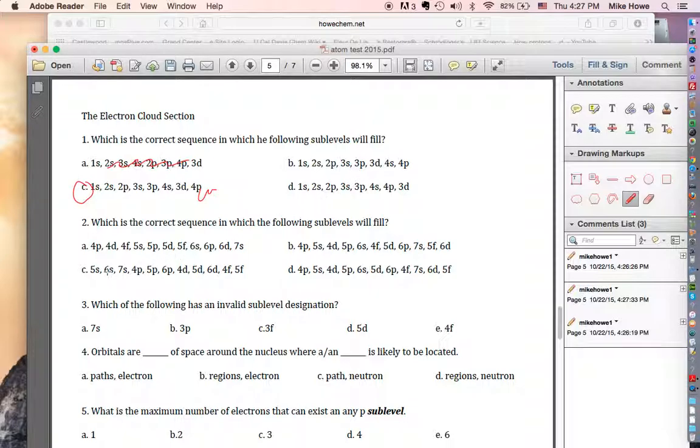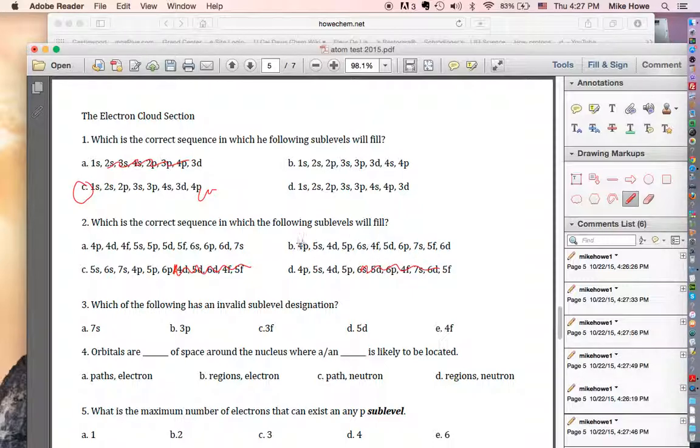Okay, number 2, the correct sequence, a little more complicated, yet they all start with 4p or 5s, but I think this may be it. Let's see. No, that's wrong. That's because if you have 5s, 6s, that doesn't make any sense. 4p, 5s, 4d, 5p, 6s. 4f was after that, so I'm going back up here. 4p, 5s, 4d, 5p, 6s, 4f, that sounds good. 5d, 6p, 7s. That's the one that matches the periodic table.